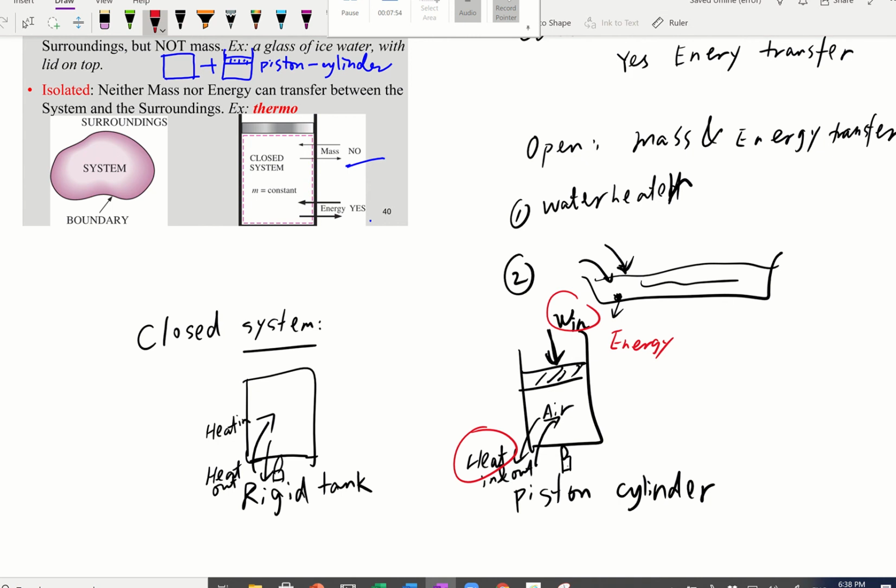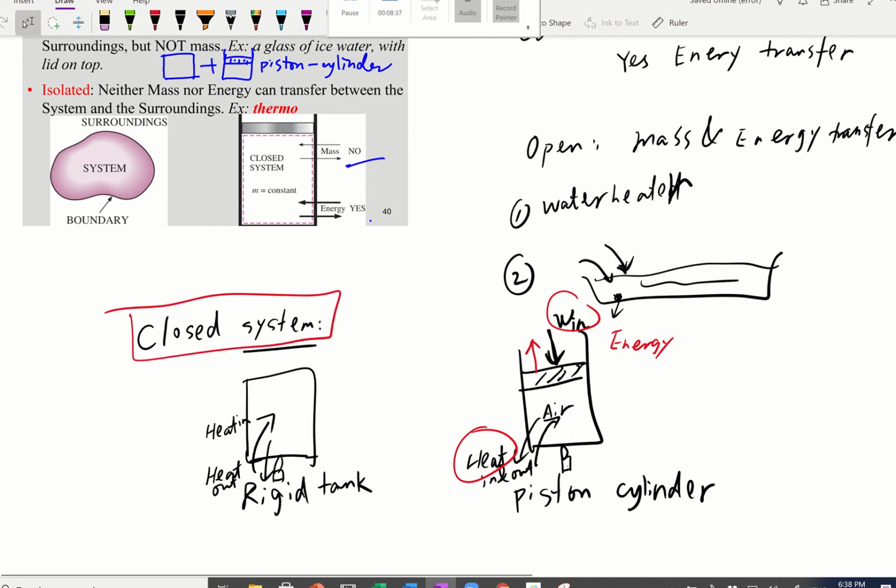If the piston is going to move in another direction, if it's moving up, then the air inside is expanding, the volume increases, and it's pushing the piston up. So the air inside is doing work on the surroundings. So there's energy transfer out. There's work out to the surroundings. That's also energy transfer. For the piston cylinder, there's still heat transfer, there's still work transfer. However, there's no mass in and out.